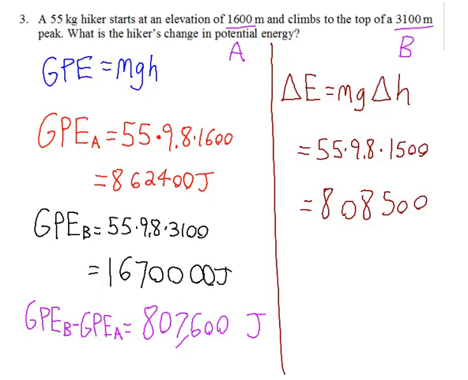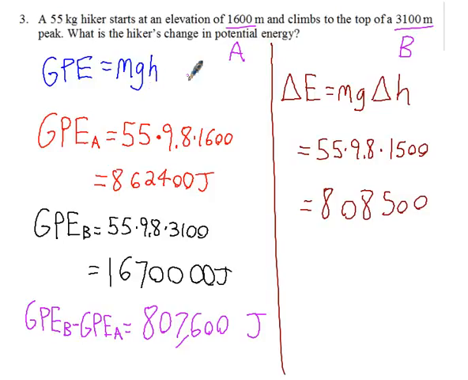I thought this one was pretty easy, so I just went ahead and worked it ahead of time. A 55 kilogram hiker starts at an elevation of 1,600 meters and climbs to the top of a 3,100 meter peak. What is the hiker's change in potential energy? For this one, you're just using the equation that gravitational potential energy equals mgh.